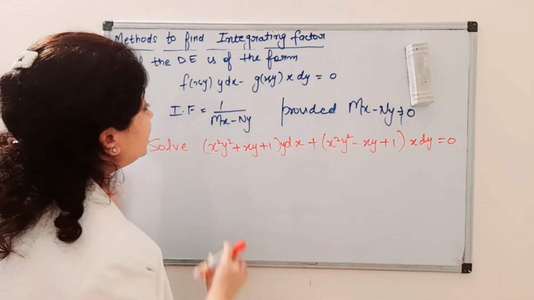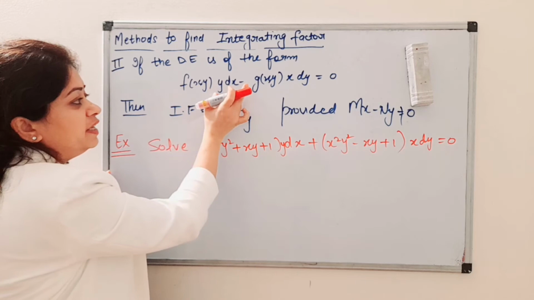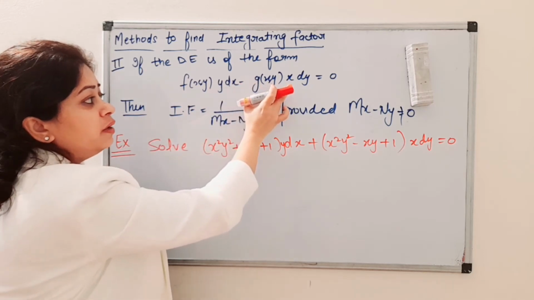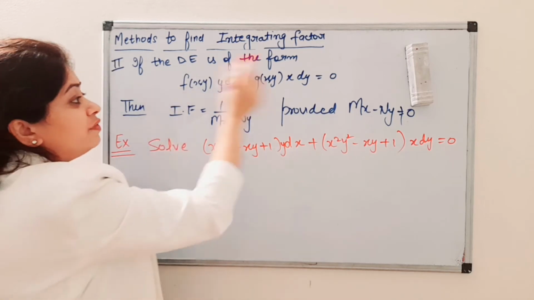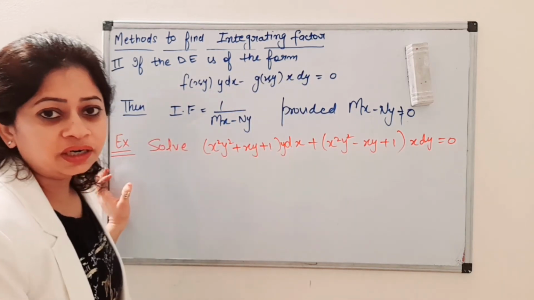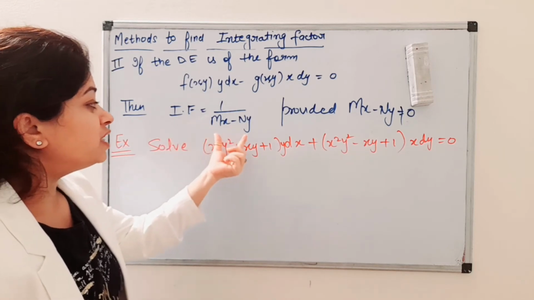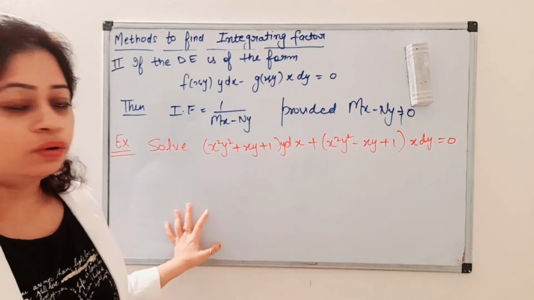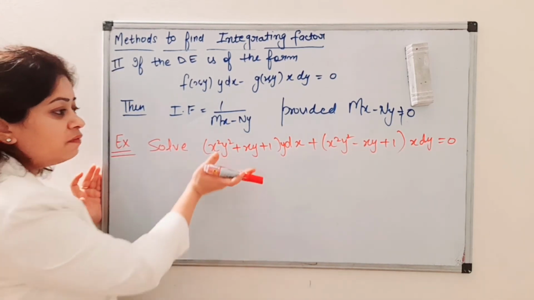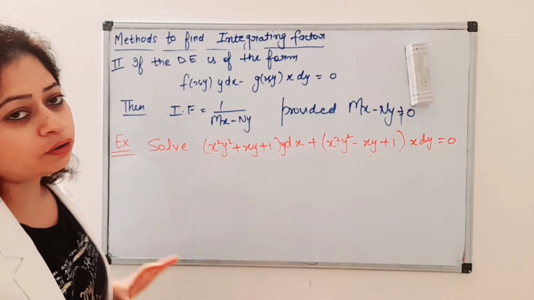If you see that your differential equation is of this kind, f of function of xy, y dx minus g of function of xy, x dy equal to 0, if you have this type of differential equation, then integrating factor is 1 upon Mx minus Ny, provided Mx minus Ny is not equal to 0. Okay, so we have this example and we don't know which kind this is.